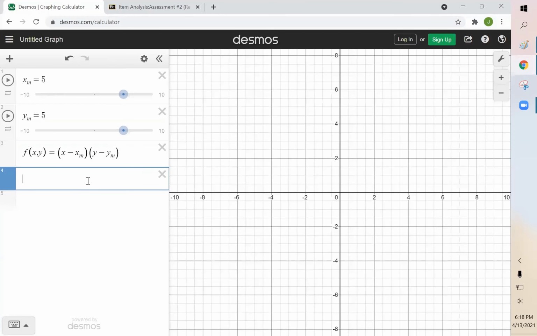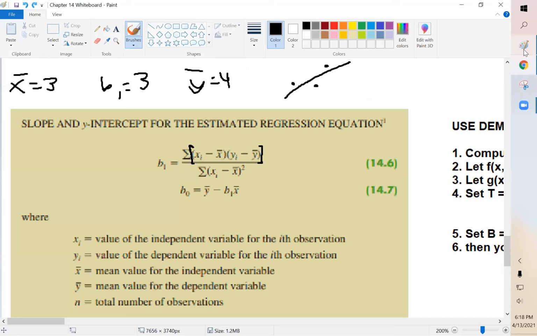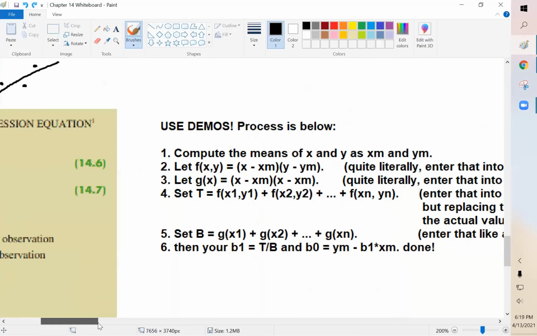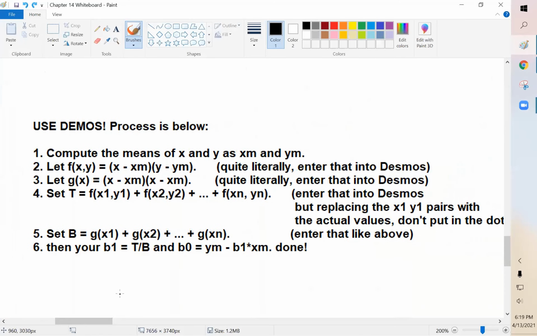To show you that it works very easily, let's say your data point is 4, 4. F of 4, 4, it'll do it for you. No pun intended. Now, the next one, and much of this is just entering things in. You should know what to enter in for the WebWork.